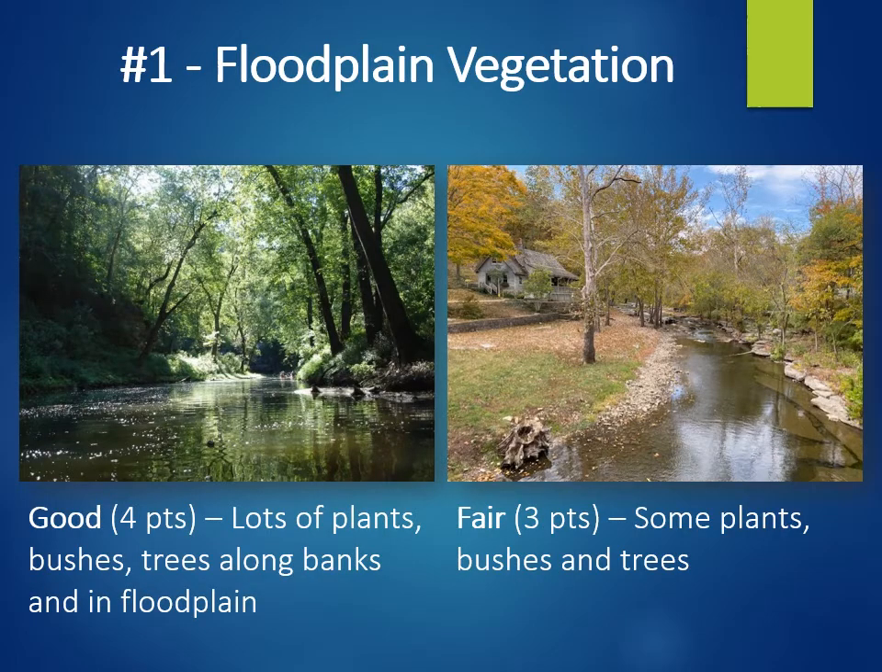The floodplain refers to the area next to the stream or river where it is likely to overflow during heavy rainfall events. It's likely to have a lot, as in more than 90% of the floodplain area, covered by vegetation, including trees, understory shrubs, or non-woody plants, and restrictions from grazing or mowing in this area. So a good rating includes lots of plants, bushes, and trees, and a fair rating is given when there are at least some. We care about floodplain vegetation because it provides habitat for amphibians and terrestrial wildlife. It also absorbs floodwaters, which lessens impacts to the stream and our communities.